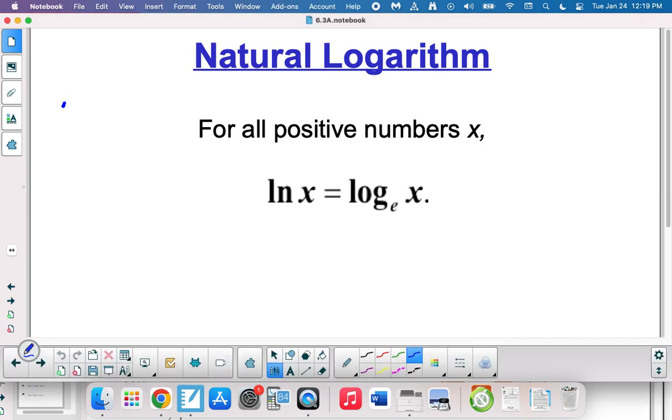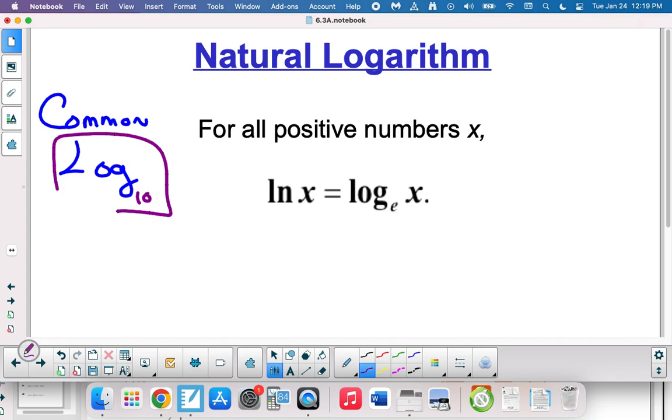Okay, yesterday I talked about something called the common log, right? Well, the common log meant you're in base 10. This is so common, you can type this into your calculator. So log of 1,000. Do you know it, or do you need to type it in? Is it 10 to the second? Nope. 10 to the third. Yes, but the answer is what?